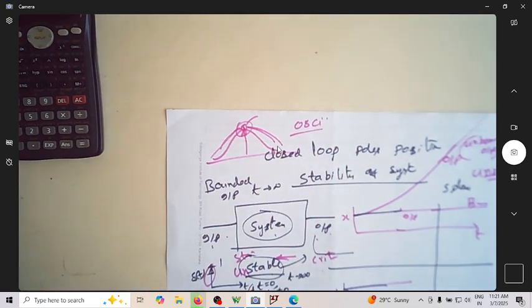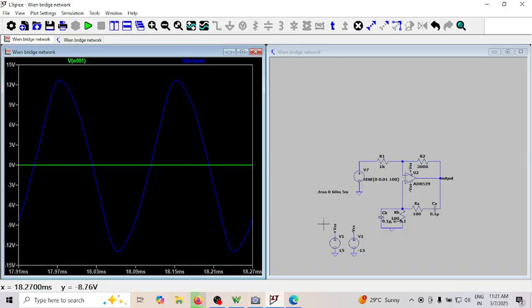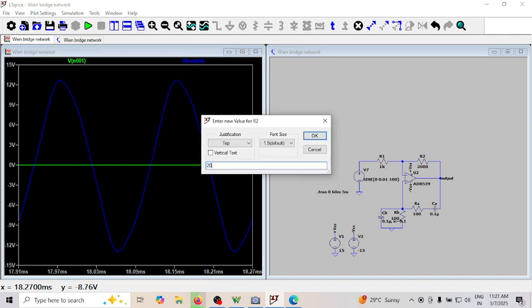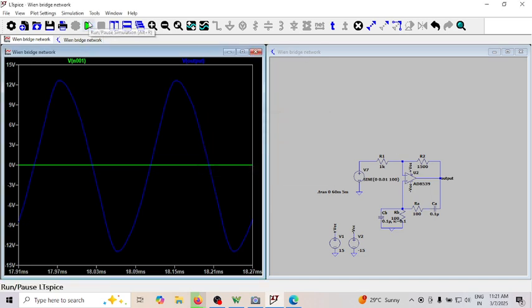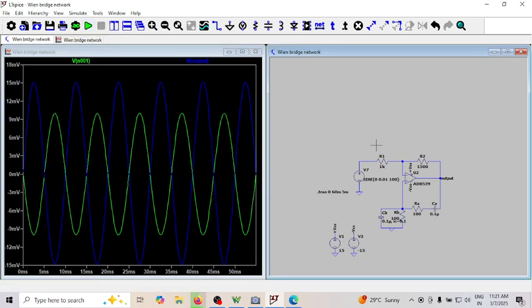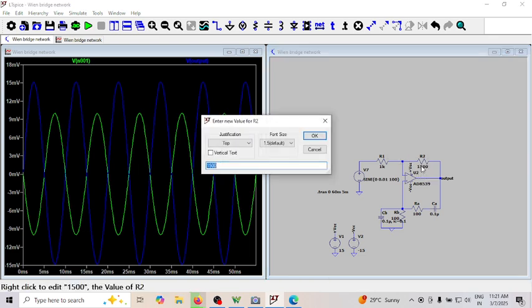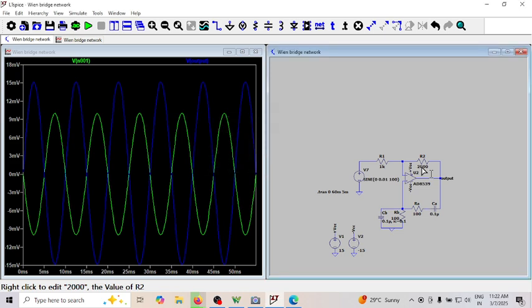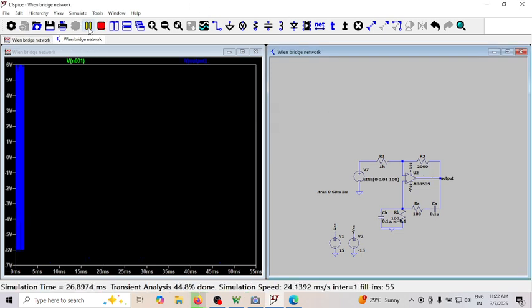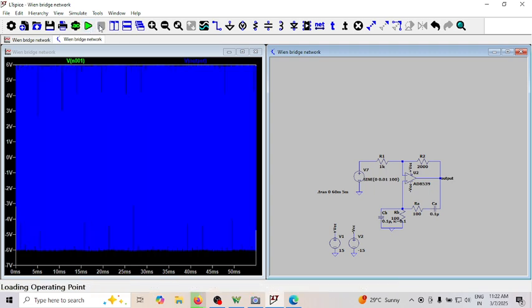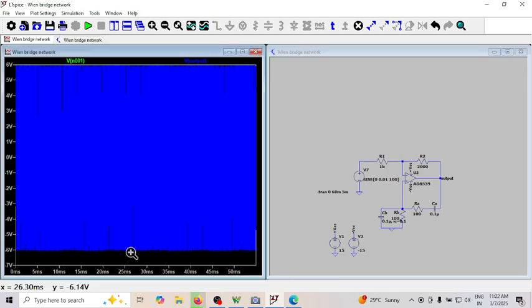So that's why this circuit will be, suppose if I make it equal to 1500 and run it here, the system is stable. The moment you make it 2000, the system is critically stable or oscillatory. When it is oscillatory, the system will break into oscillation.